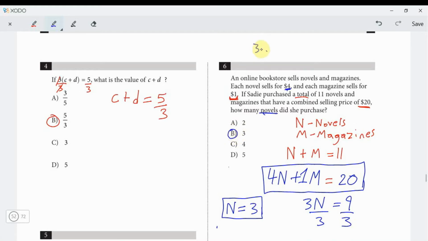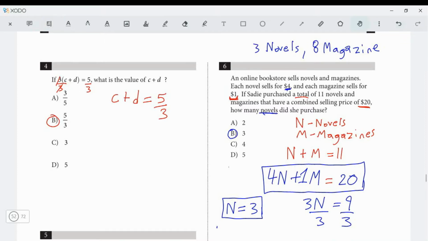So she bought 3 novels and she bought 8 magazines. Even though they didn't ask for magazines, because we know 3 plus 8 is 11. So this is what she bought: 3 novels and 8 magazines. Is that clear? Yes, sir.